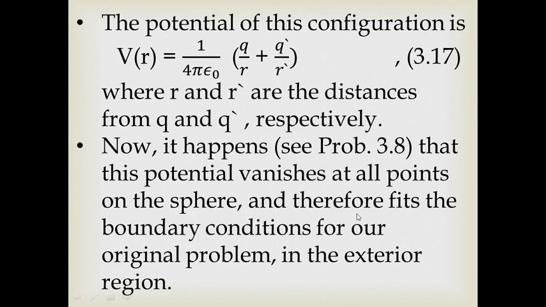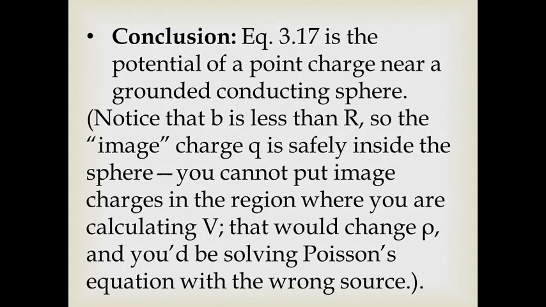Now it happens that this potential vanishes at all points on the imaginary sphere of radius capital R, and therefore fits the boundary conditions for our original problem, and in the exterior there is only one charge q at a distance a from the center of the sphere. And hence we can conclude that equation 3.70 is the potential of a point charge near a grounded conducting sphere. Notice that b is less than R, so that the image charge q dash is safely inside the sphere.